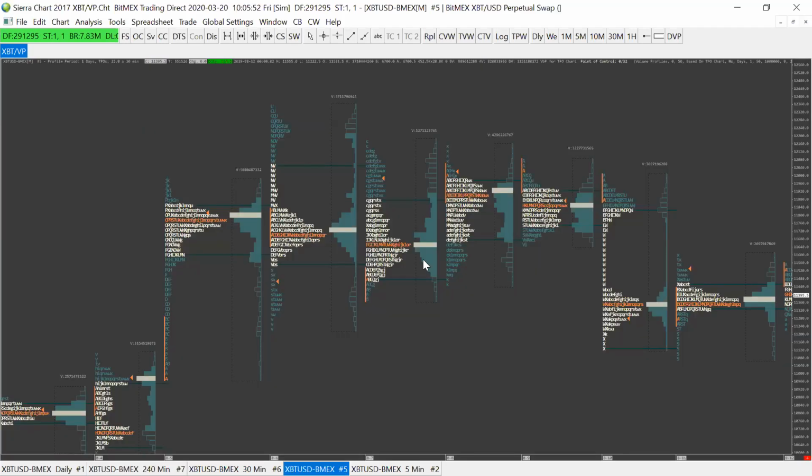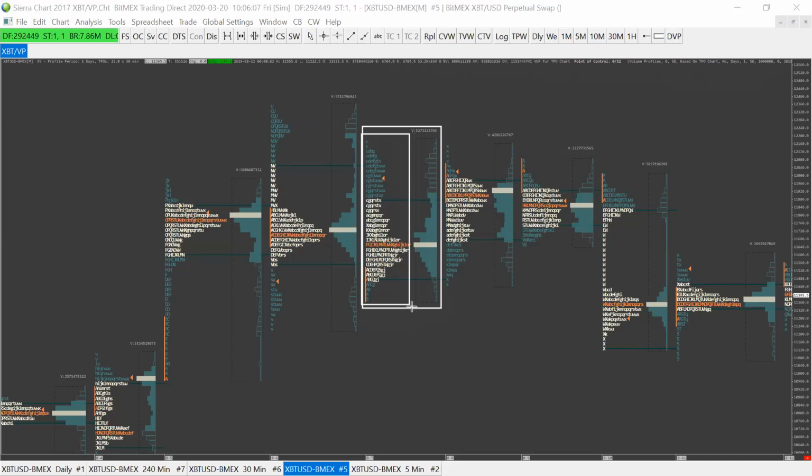This is a daily market profile with volume profile. Each of these represents a day, and on the left here you've got market profile, and on the right you've got volume profile. What market profile does is show you how many times during the course of a session or day, whatever time frame you've got it set on, price traded through a specific price.